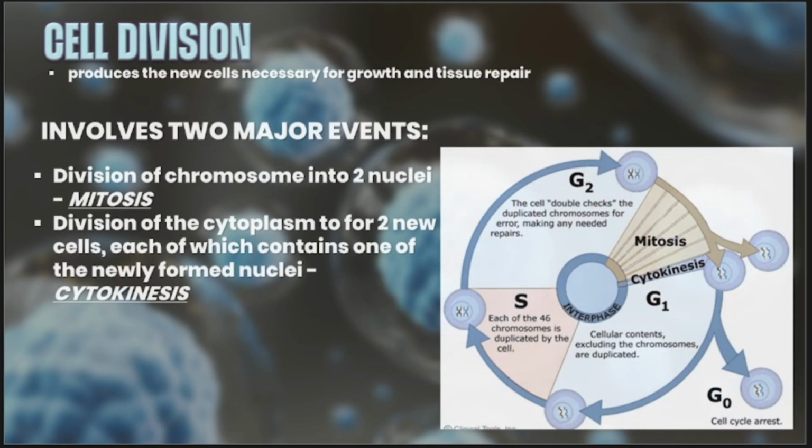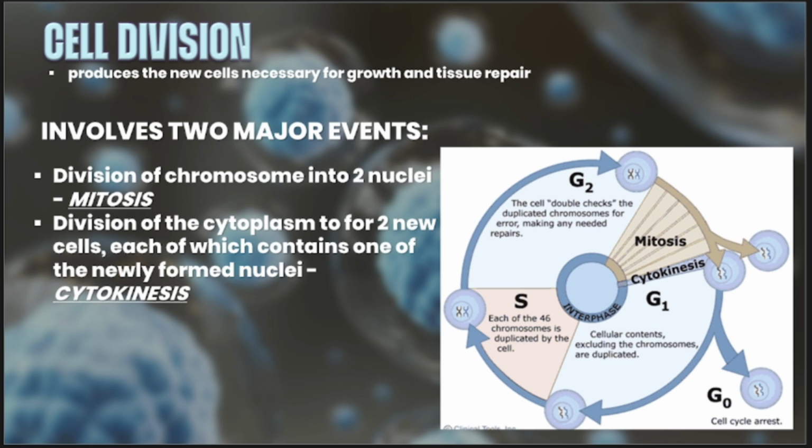Okay? Now, in cell division, there are two major events. It would be your mitosis and your cytokinesis. In your mitosis, that's the process in which your chromosomes are divided and distributed into two nuclei. Okay? And this process will ensure that each new nucleus will receive identical sets of chromosomes. On the other hand, your cytokinesis is the division of your cytoplasm that follows after mitosis.